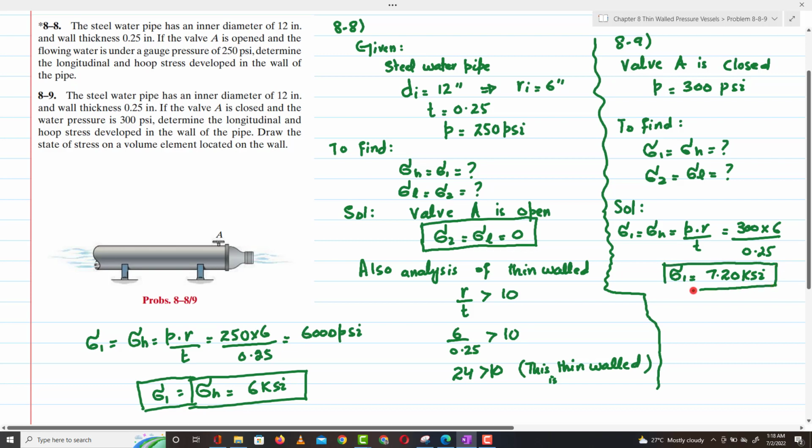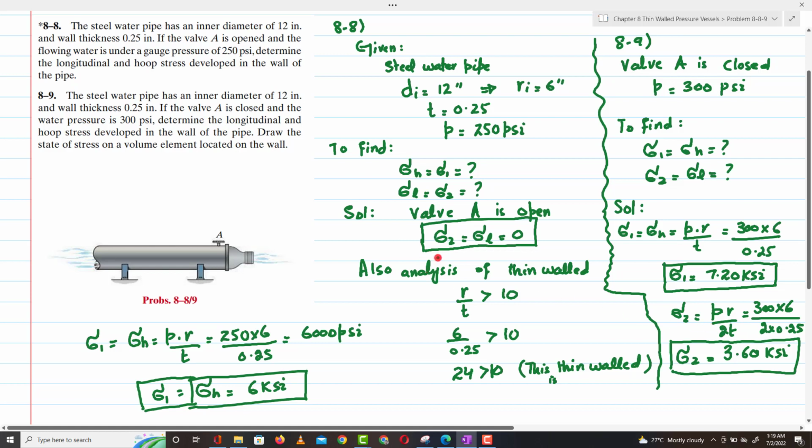So this is sigma 1 or sigma hoop, and sigma longitudinal is P into R divided by 2T. So P is 300, R is 6, divided by 2 into 0.25, and that sigma 2 is equal to 3.60 ksi. Also, if you divide sigma 1 by 2, that will be equal to the longitudinal stress. Now we have both these two stresses.